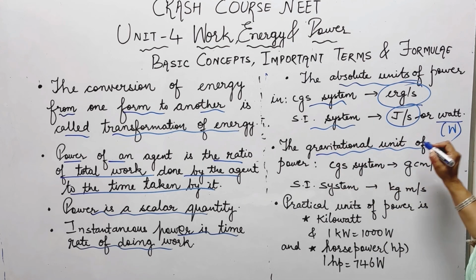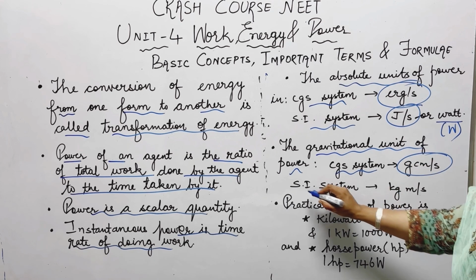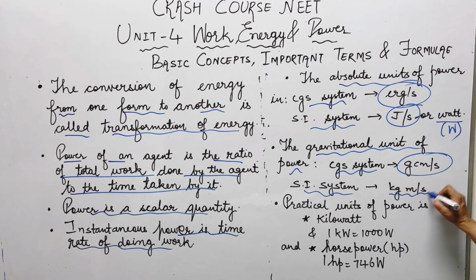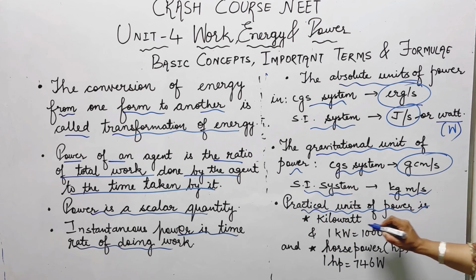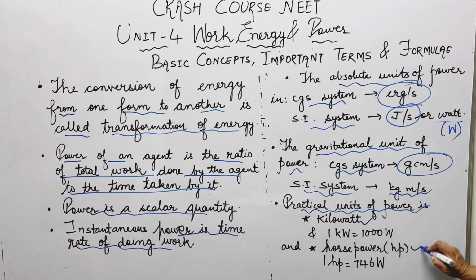The gravitational unit of power in the CGS system is gram centimeter per second, and in the SI system it is kg meter per second. The popular practical units of power are the kilowatt and the horsepower. 1 kilowatt is 1000 watt and 1 horsepower is equal to 746 watt.